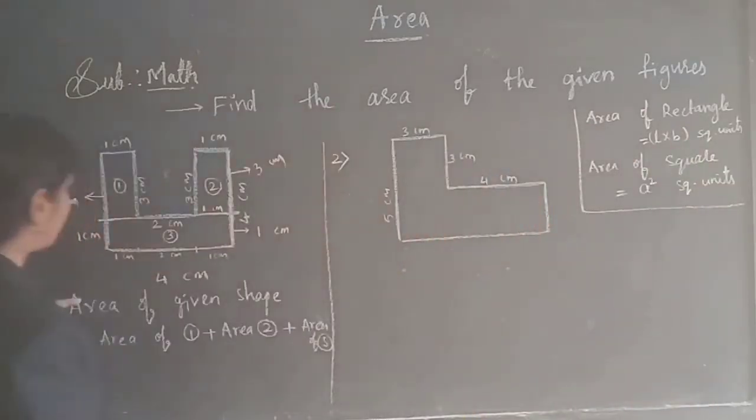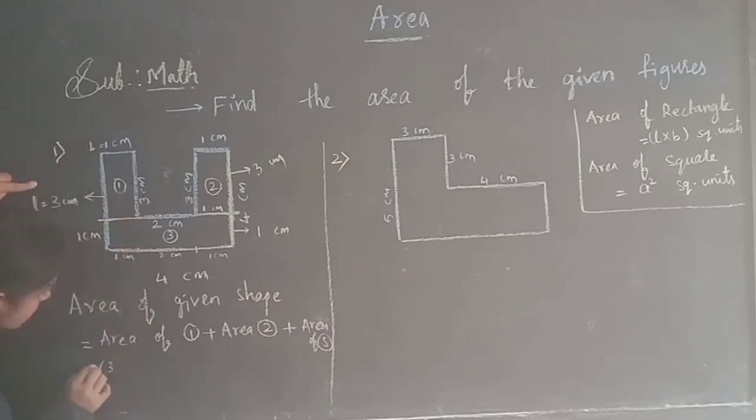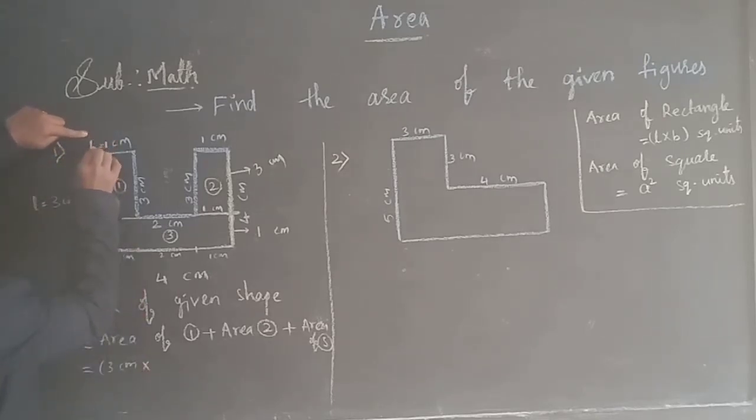In the first shape, I am taking the length as 3 centimeters and the breadth as 1 centimeter. So in the first rectangle, children, the length is 3 centimeters. Observe carefully, and the breadth is 1 centimeter.